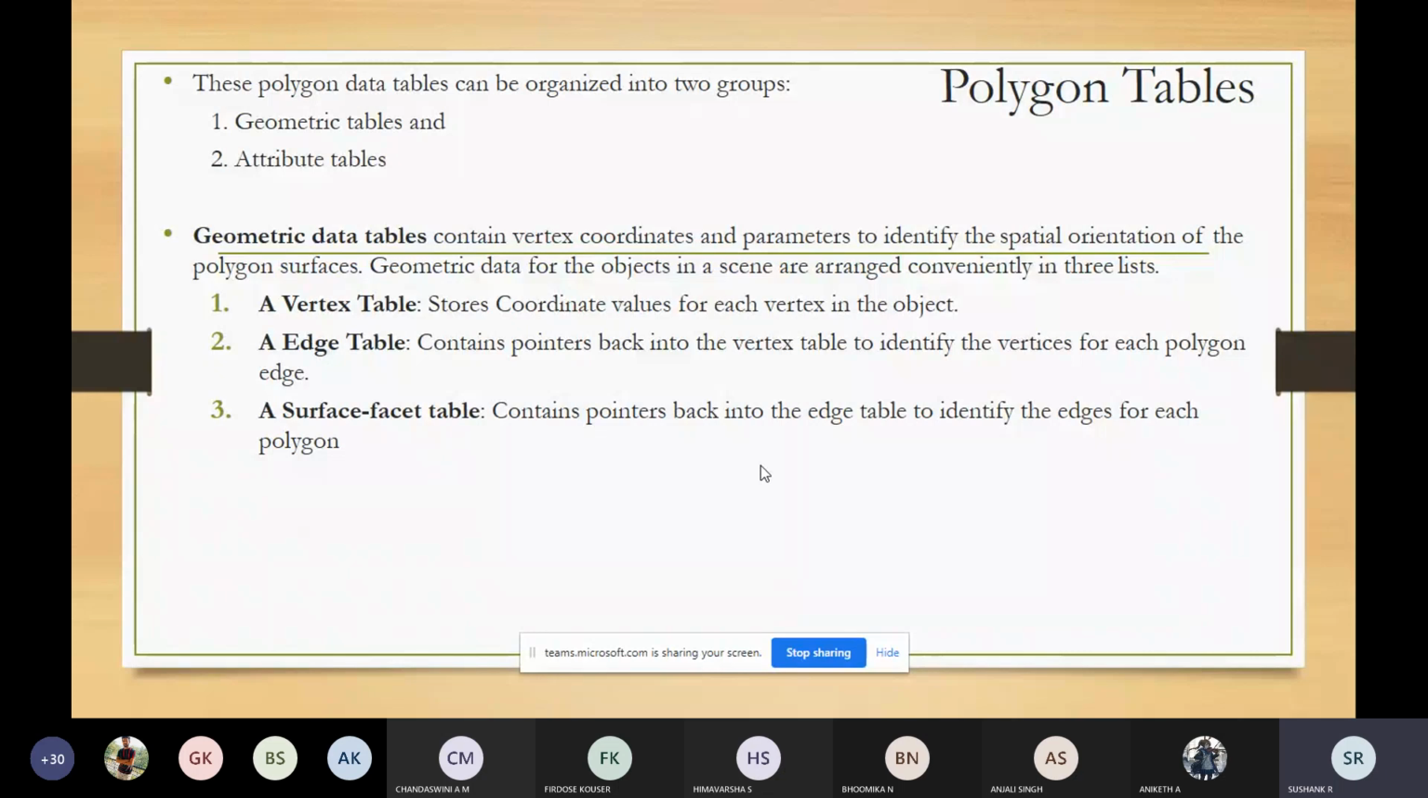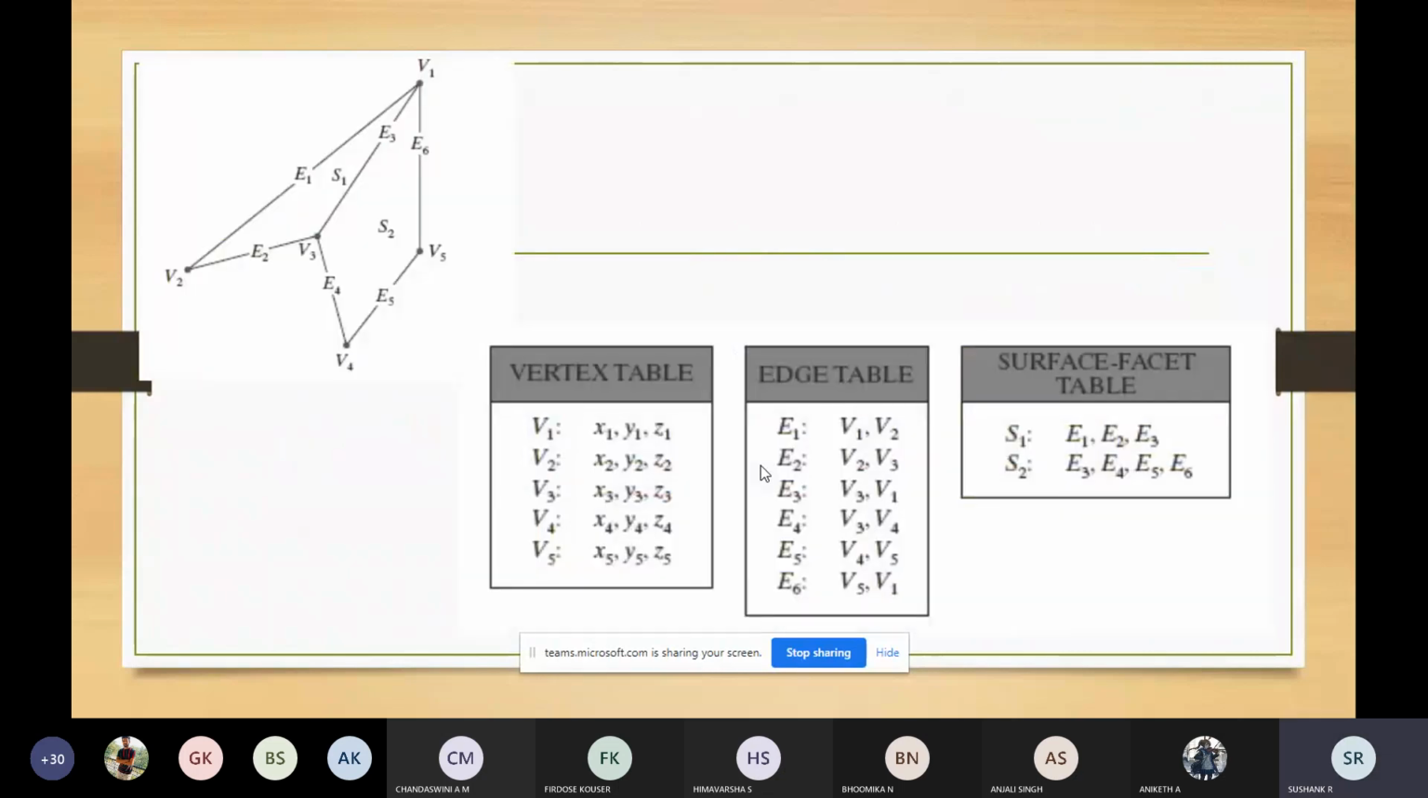So in this image, in this polygon which is shown, you can see we have three tables: vertex table, edge table, and surface facet table. So here the vertex table is identified. Each vertex is identified by its coordinates in x direction, y direction, and z direction. Like vertex 1 is given by the coordinate information x1, y1, z1. Similarly, vertex 2, like that.